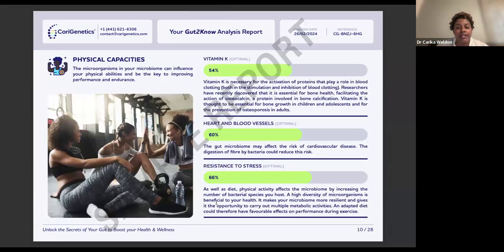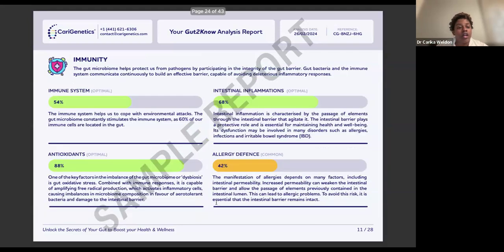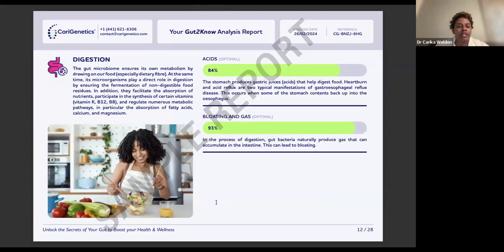Under physical capacities, we have the vitamin K, which again, as we mentioned, is actually very necessary for the gut microbiome to create, heart and blood vessels, and then resistance to stress. Under immunity, it goes into the immune system, antioxidants, intestinal inflammations, and allergy defense. And then lastly, under digestion, it goes into the acids and then bloating and gas sections and gives scores.